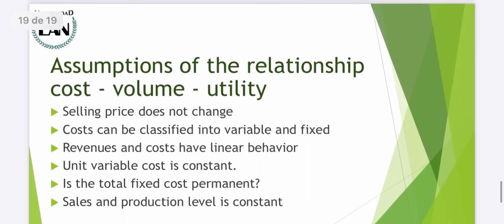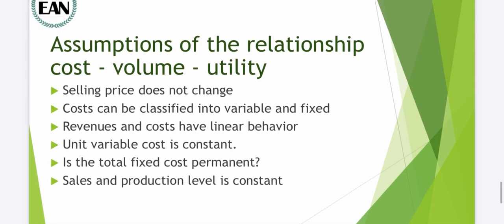Assumptions of the cost, volume, utility relationship. Selling price does not change. Costs can be classified into variable and fixed. Revenues and costs have linear behavior. Unit variable cost is constant. Total fixed cost is constant. Sales and production level is constant.